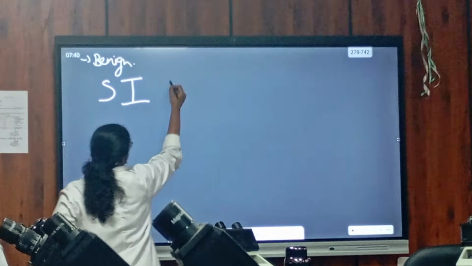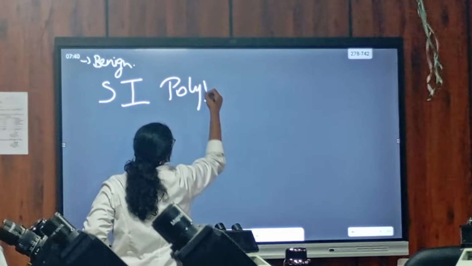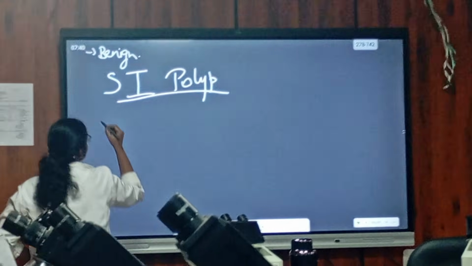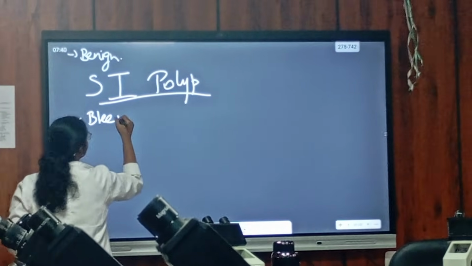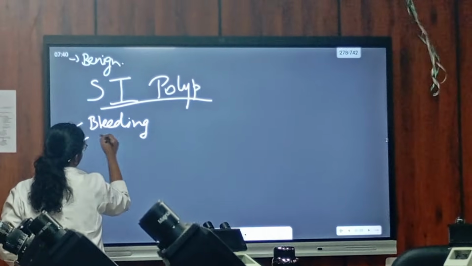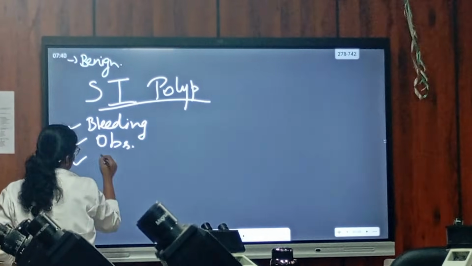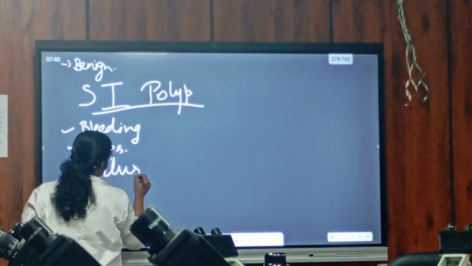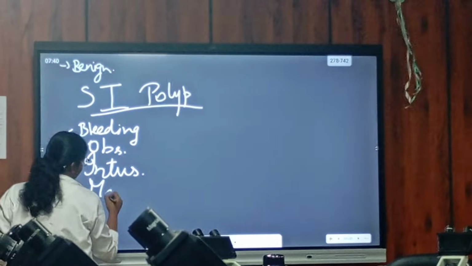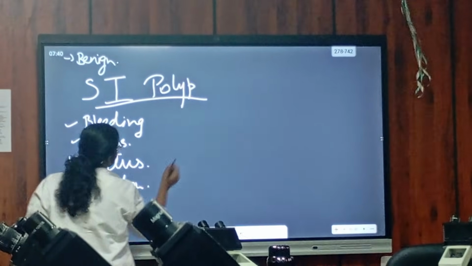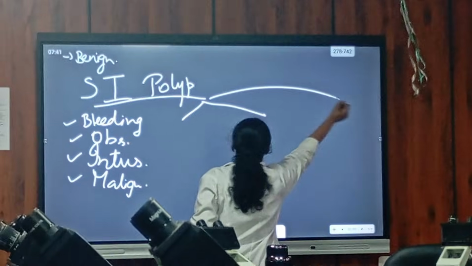Moving into small intestinal polyp. Small intestinal polyp is very less common, but it can cause bleeding, obstruction, intussusception, and sometimes malignancy. It can be divided into three types.